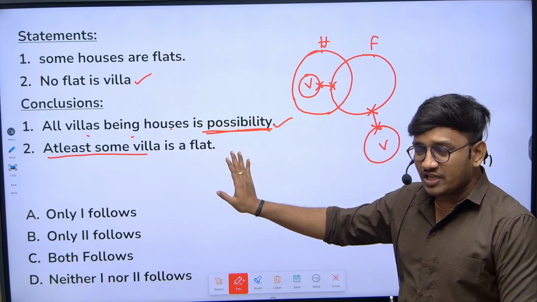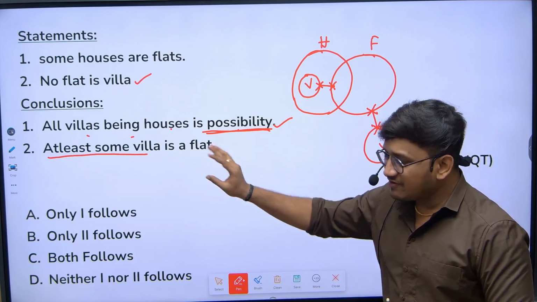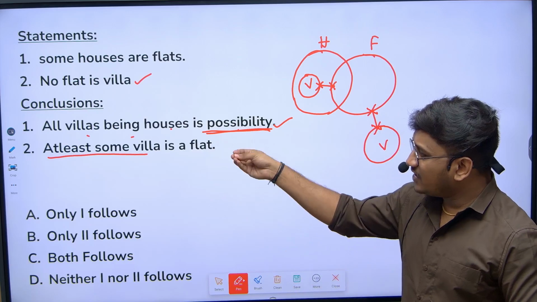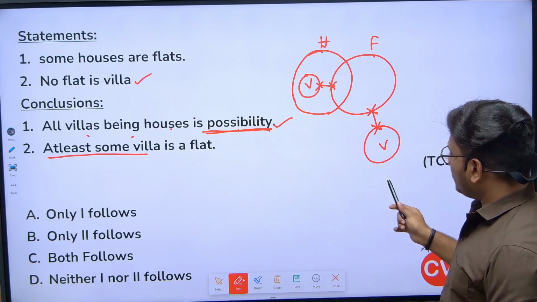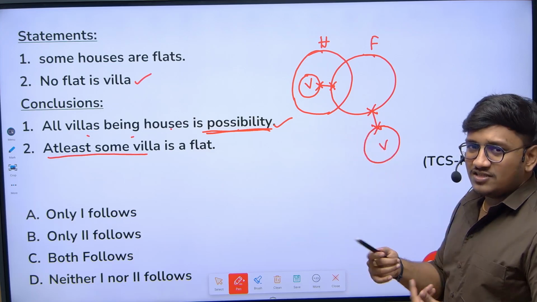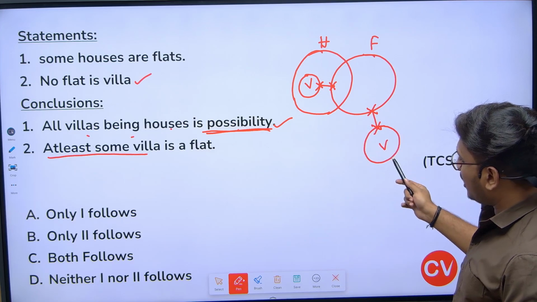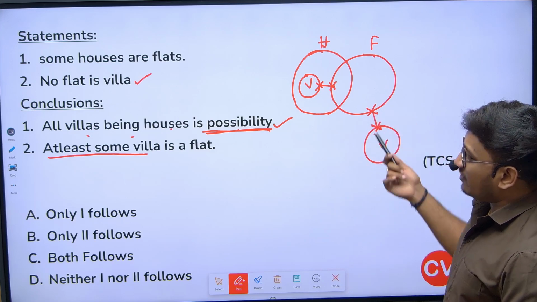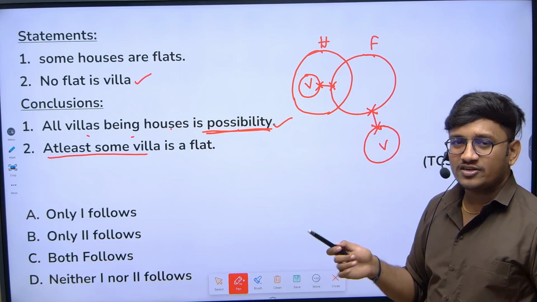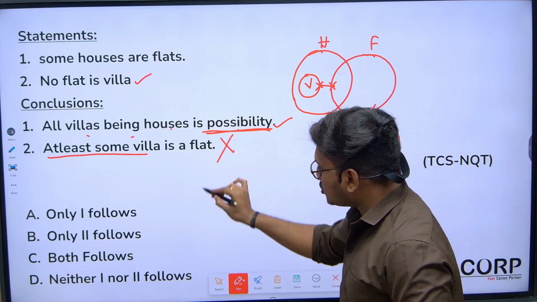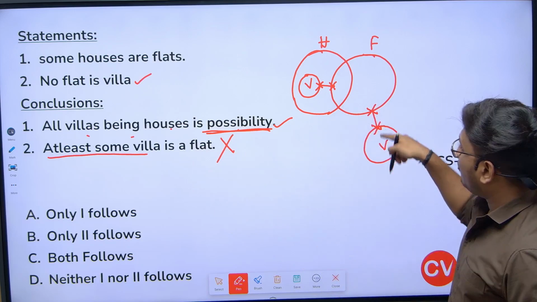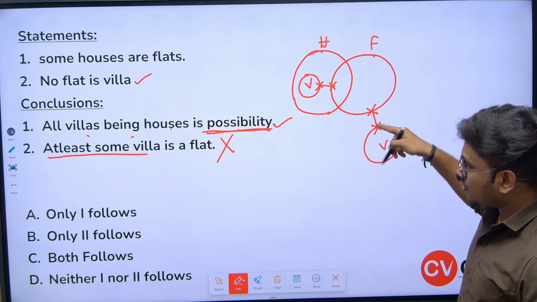They're not giving the possibility, they're directly asking whether at least some villa is a flat. You just observe, at least or some, both are the same. Some villa is a flat means obviously this villa cannot be a flat, because these two should not touch each other. So there is no possibility that at least some villa is a flat.